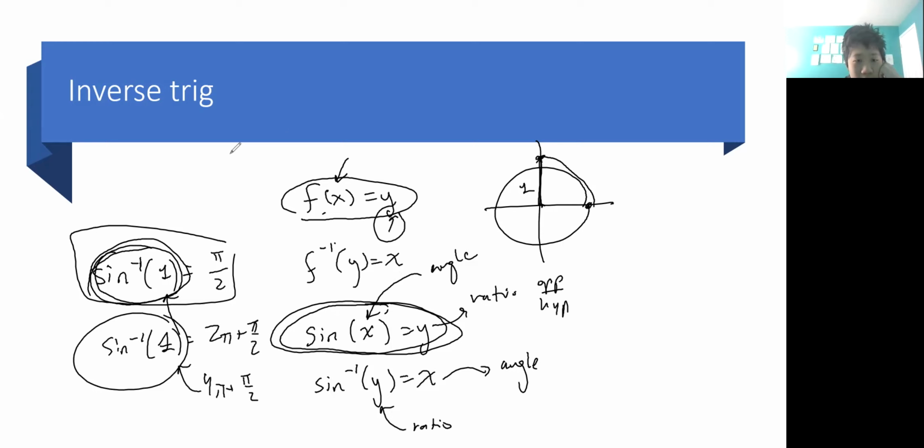Any questions? So this is what inverse trig is. We put a -1 in there, and this tells us it's the inverse of the function. This is not equal to 1 over sine of x. No. Writing the -1 there doesn't mean we're raising it to the -1 power. It's actually a different function, an inverse function. It takes in the ratio and outputs the angle that made the ratio.